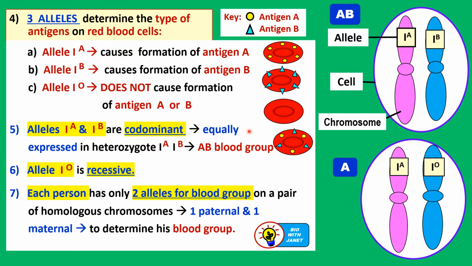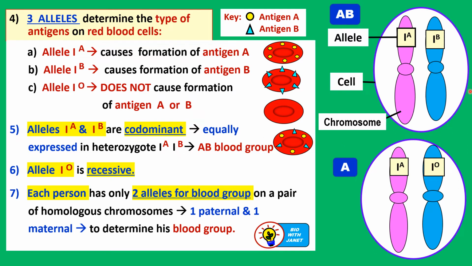Next point to note is that alleles IA and IB are co-dominant or equally dominant. The word co means equally. So they are equally dominant, meaning that they are equally expressed in a heterozygote that has alleles IA and IB. So a heterozygote is a person who has 2 different alleles, for example, IA and IB.